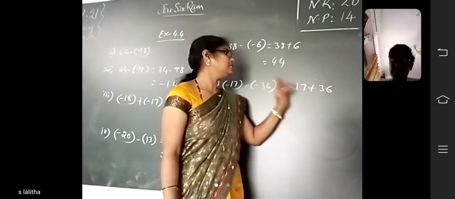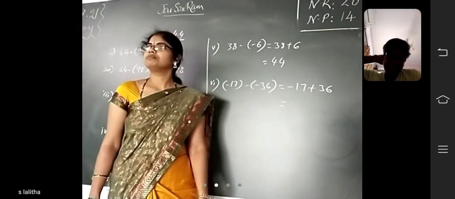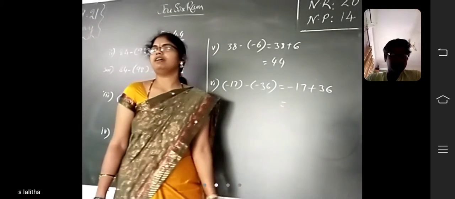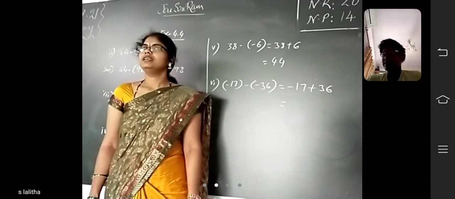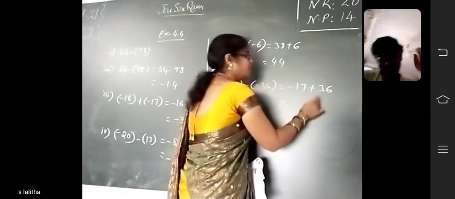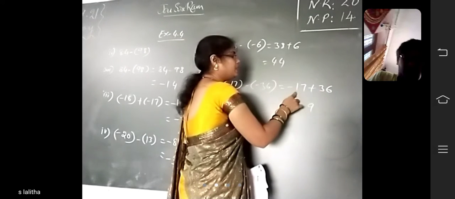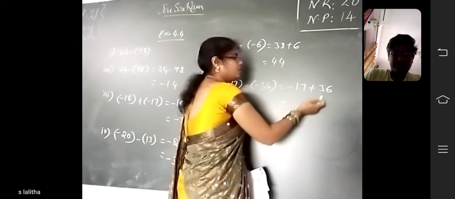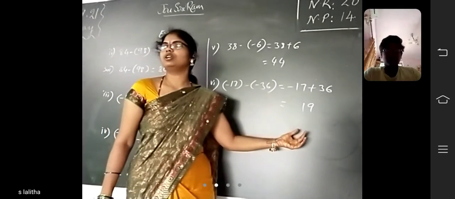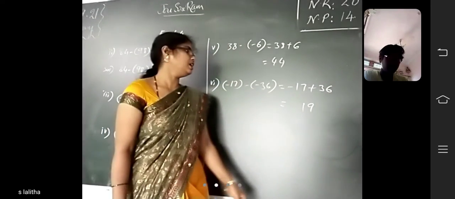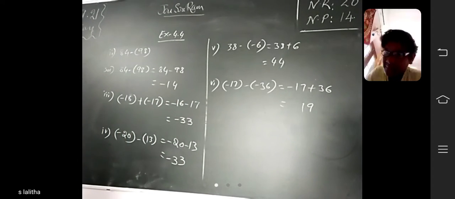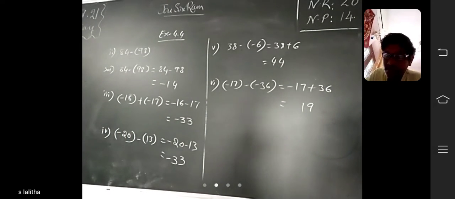Now 6 minus 7. Can you subtract? No, take one borrow here. So 16 minus 7. How much? 9. Here what is the number remaining? 2. 2 minus 1, 1. So the positive number is bigger now. So what is the answer? Positive only. Plus 19 is the answer. Did you understand now? Check your answers.